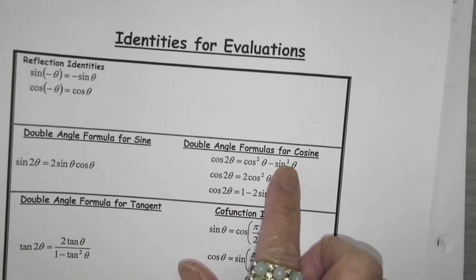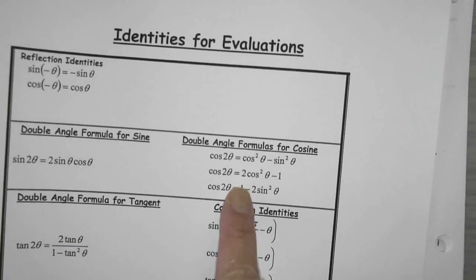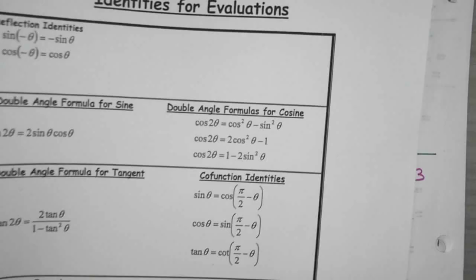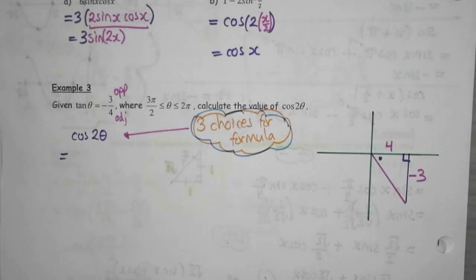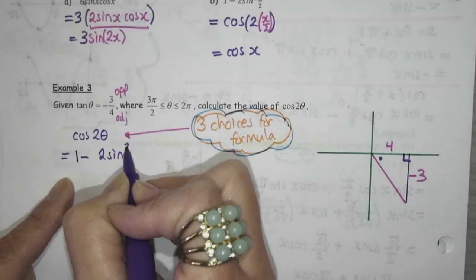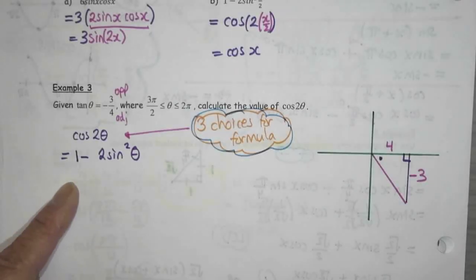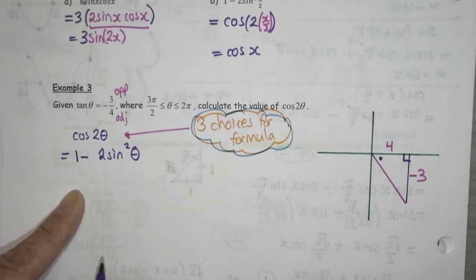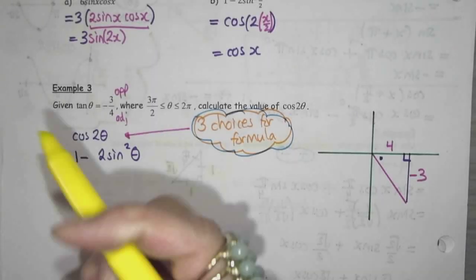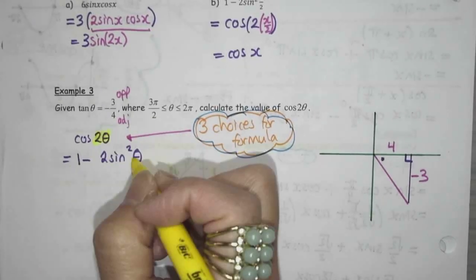Your choice. Now, this one requires me to do 2 ratios, and this one has just 1. So most people go, I like these 2 because it seems like a little bit less work. Both of them will be fine. So let's try the 1 minus 2 sine squared theta. If that's 2 theta, that's half of it. So 2 theta becomes the half, so looking at our angle, this is 2 theta, then this is half of it.